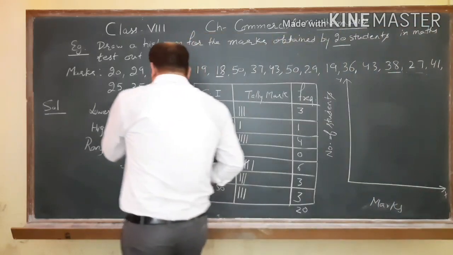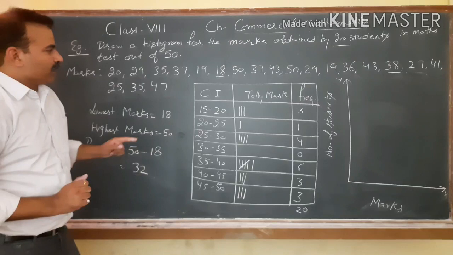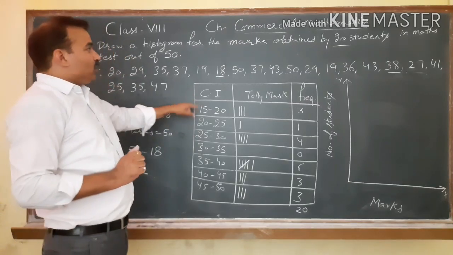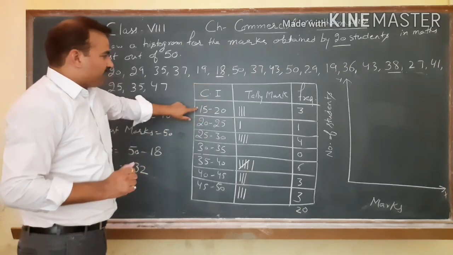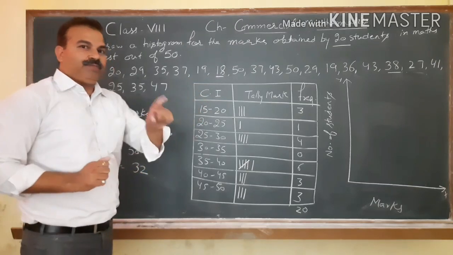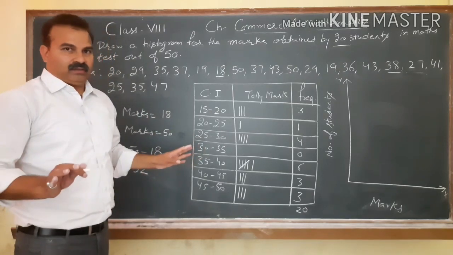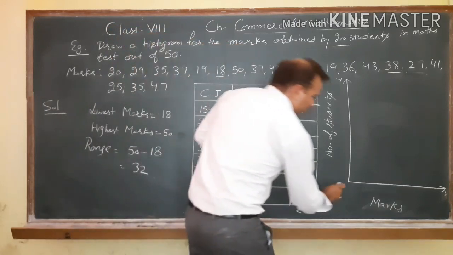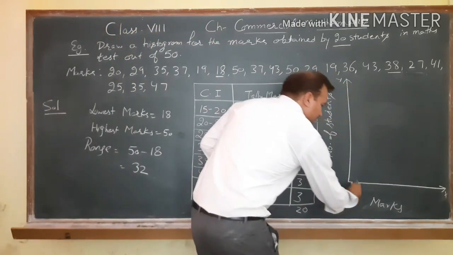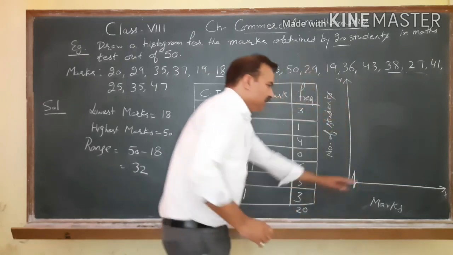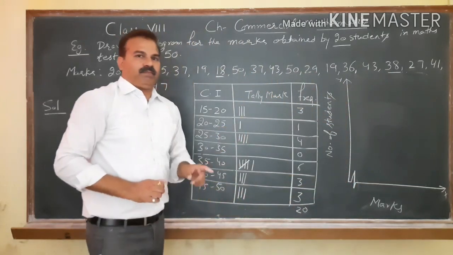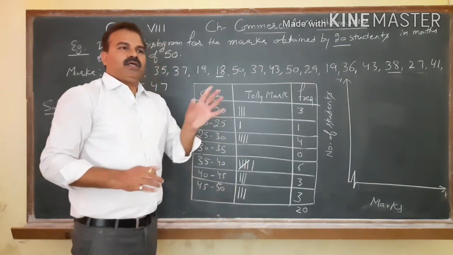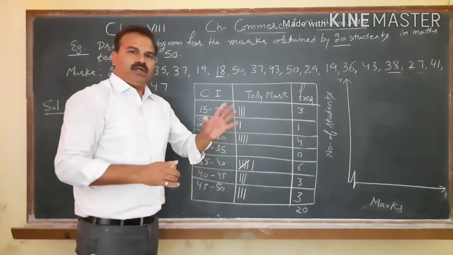Now, the very important thing is this. This class interval starts from 15. As no one has scored below 18 and we have started the class interval from 15, it means below 15 there is no one. So what we do is make a kink here on this x-axis. The kink shows that below 15 either we do not have data or the data we do not require.